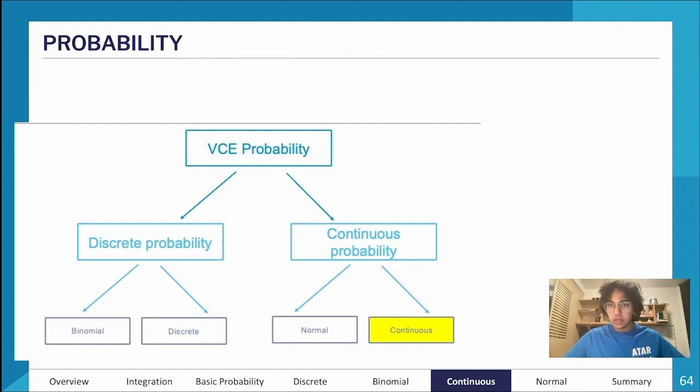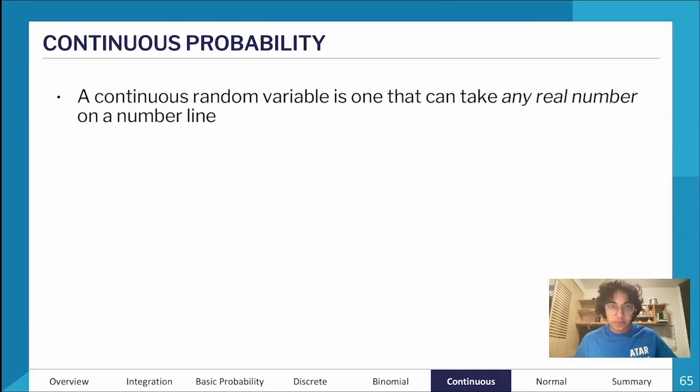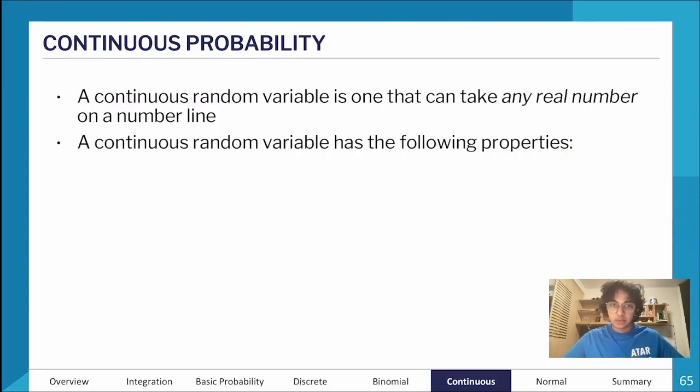Okay, let's get on to continuous probability. So what is continuous probability, and what's the difference between discrete and continuous probability, right? A continuous random variable is one that can take any real number, right? So it doesn't have to be an integer or a natural number. A continuous random variable has some of these properties.